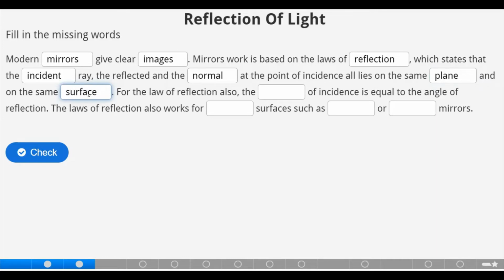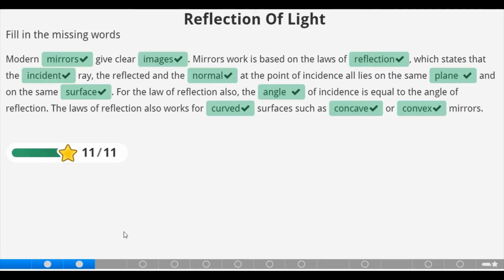For the law of reflection also, the angle of incidence is equal to the angle of reflection. The laws of reflection also work for curved surfaces such as concave or convex mirrors. Let's check. All are correct.